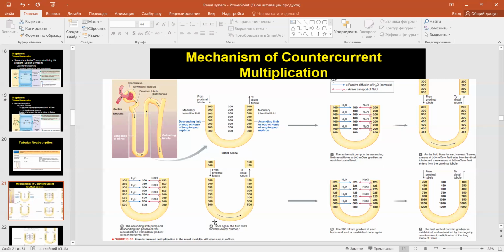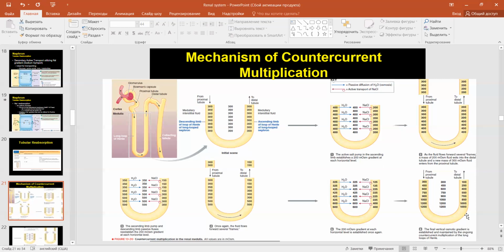Again, active extrusion of sodium chloride from the ascending limb, coupled with the net diffusion of H2O out of the descending limb, reestablishes the 200 milliosmol gradient at each horizontal level. Step 5. As the fluid flows slightly forward again, and this stepwise process continues, you can observe this at step 6. The fluid in the descending limb becomes progressively more hypertonic until it reaches a maximum concentration of 1,200 milliosmol at the bottom of the loop, 4 times the normal concentration of body fluids.